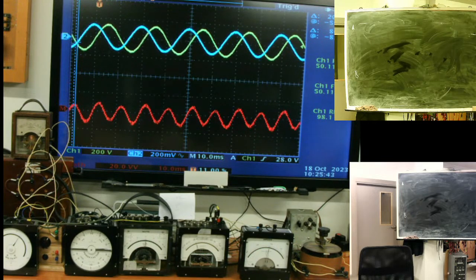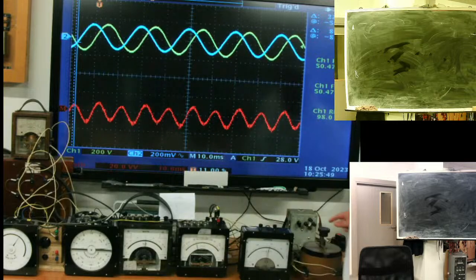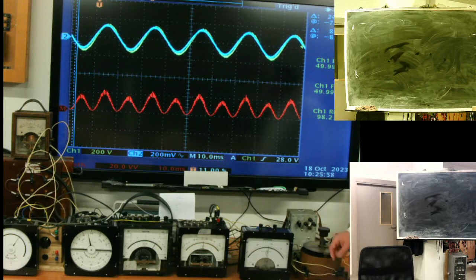In case of a capacitor, we will see things like this. Now, when I come back, here is my 0. Active load. Active.